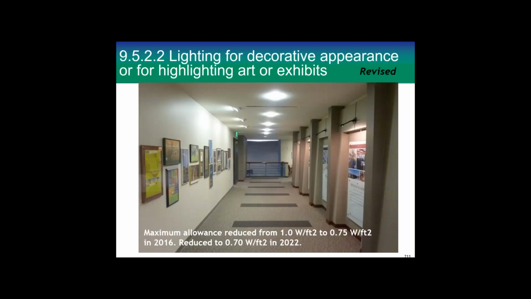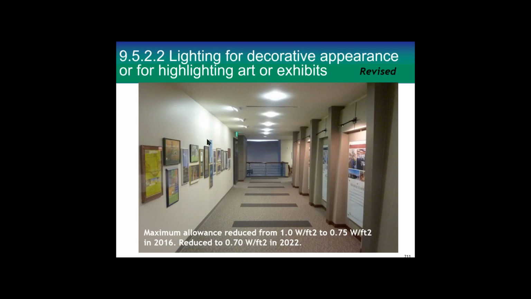So here's a picture of a corridor. Now, all the lighting we've been talking about is this lighting here. This is general lighting. This is what is on one switch, has to be controlled by itself, and what we're talking about in all those tables.